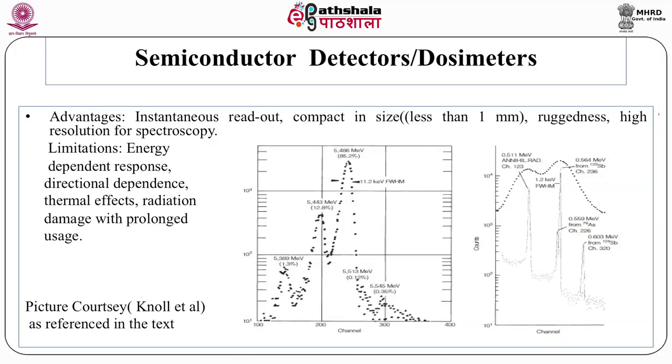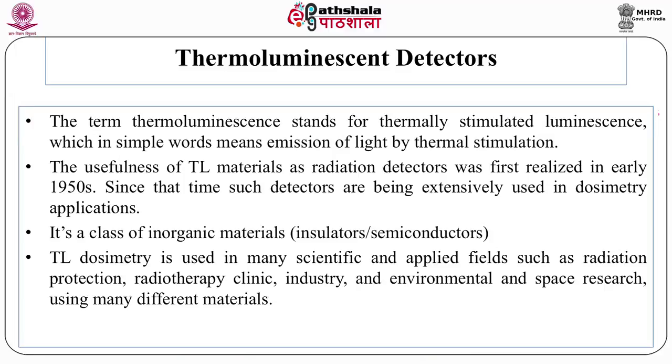So after talking about gas-based detectors, scintillation detectors and semiconductor detectors, let's come to another class of detectors called thermoluminescent detectors. The term thermoluminescence stands for thermally stimulated luminescence, which in simple words means emission of light by thermal stimulation. The usefulness of thermoluminescent material as a radiation detector was realized way back in the 1950s. Since that time, such detectors are extensively used in dosimetry.